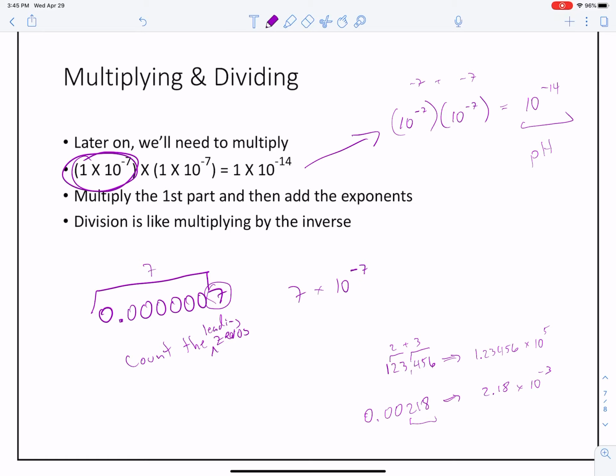Remember, multiplying, we're going to add the exponents. Dividing is a form of subtraction. So here we're going to subtract our exponents one from another. So if we take 10 to the negative 7th divided by 10 to the negative 7th, then we have negative 7 minus a negative 7, and we get 0. So it's kind of an interesting thing.